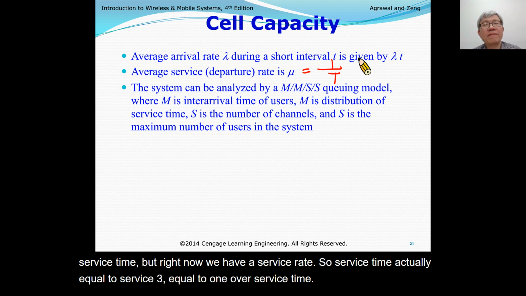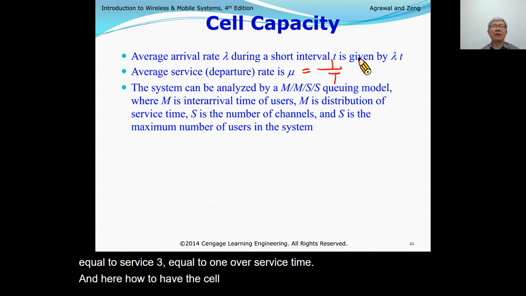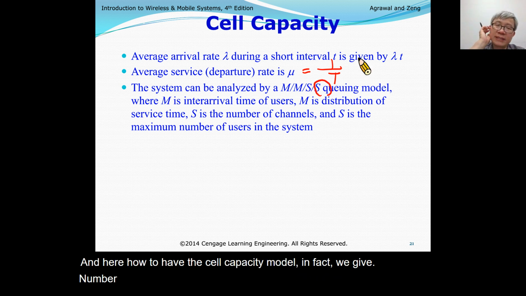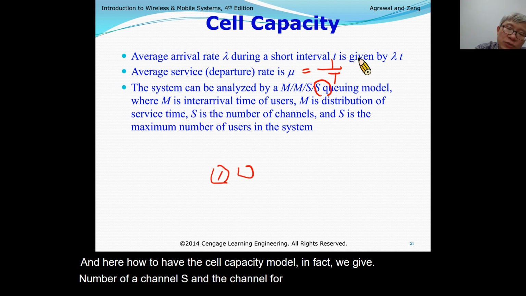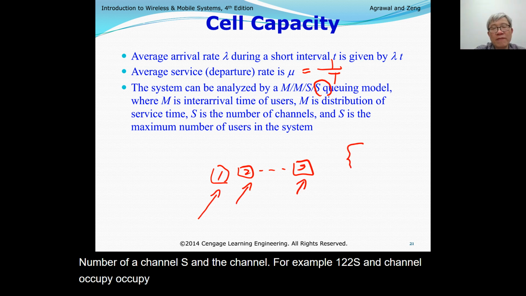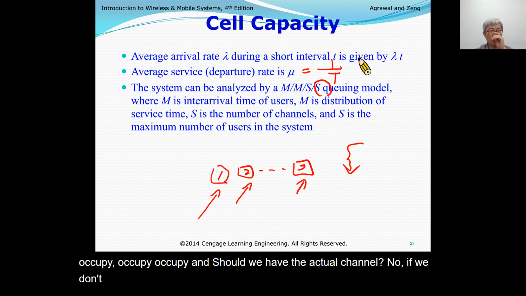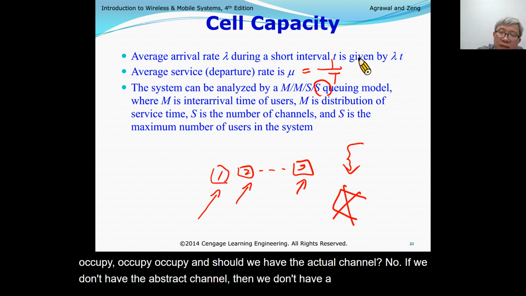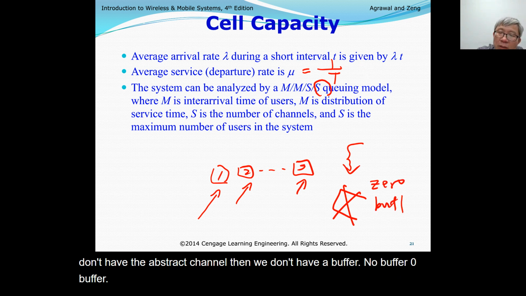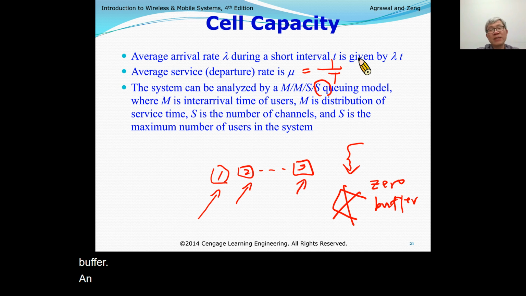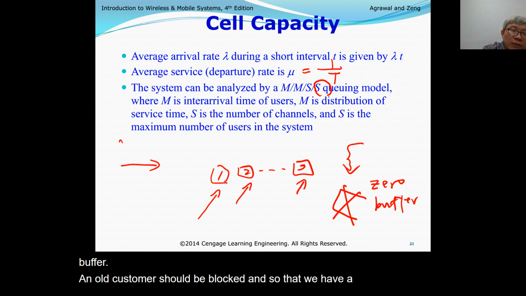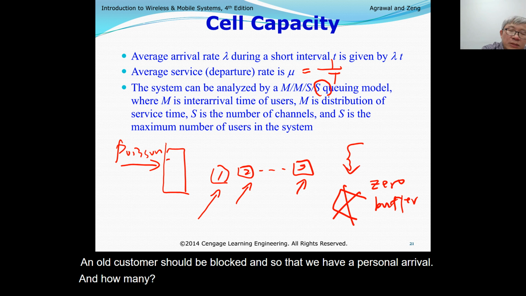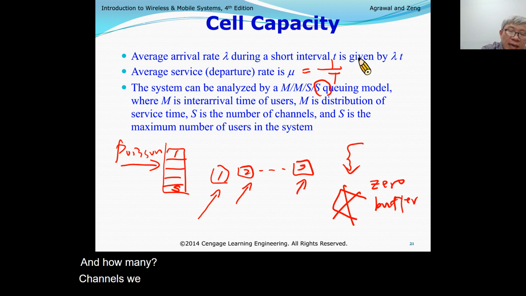And here, how to have the cell capacity model. In fact, we have a number of channels S, for example 1, 2, up to S, and channel occupancy. If we don't have an available channel, then we don't have a buffer, no buffer, zero buffer. And then all the customers should be blocked. And so we have a Poisson arrival, and channels 1 to S and no buffer.